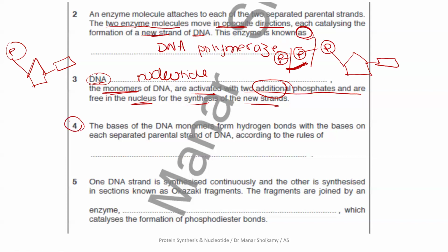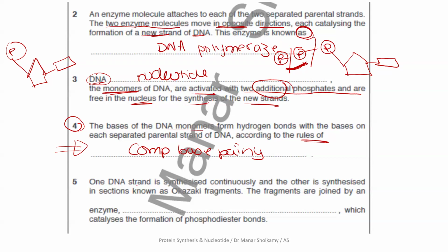Let's look at number 4, Mariam. The bases of the DNA monomers form hydrogen bonds with the bases on each separated parental strand of DNA, according to the rules of, now this is easy, this is O level. When adenine binds with thymine and cytosine binds with guanine, this is called complementary what? Base pairing rule. Yes, complementary base pairing.